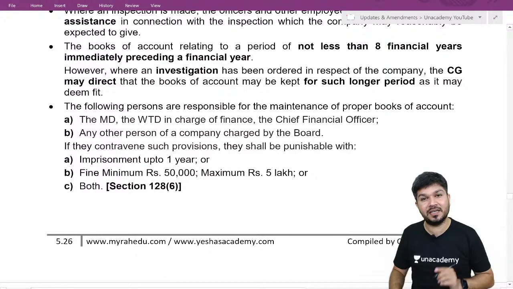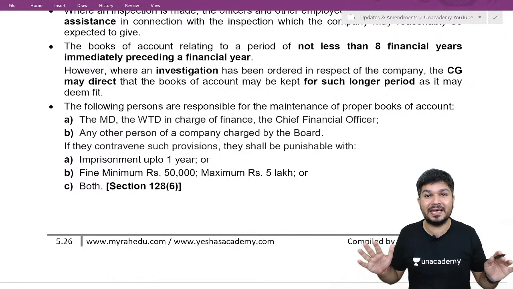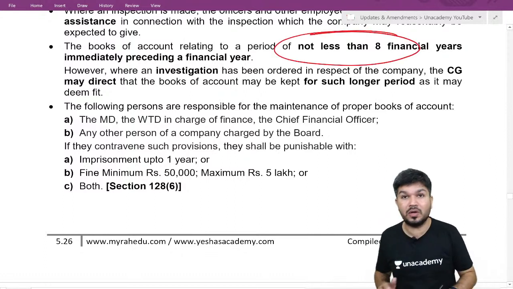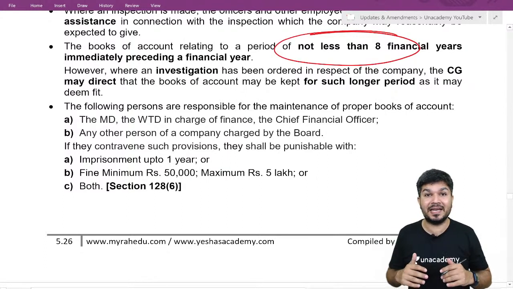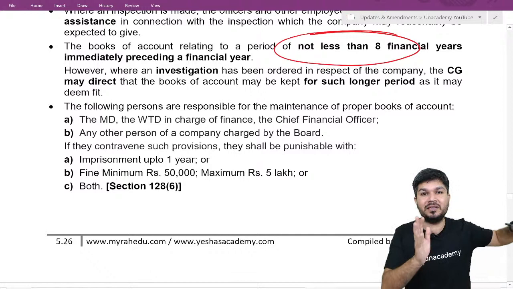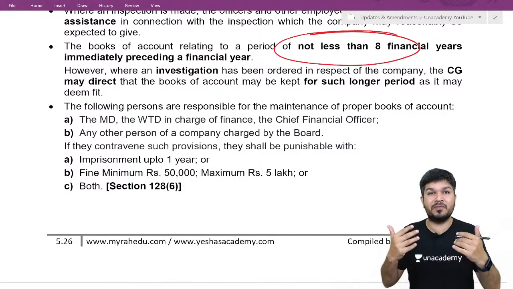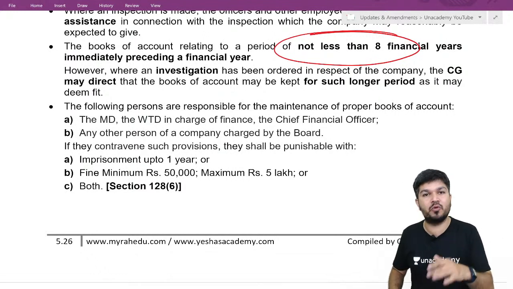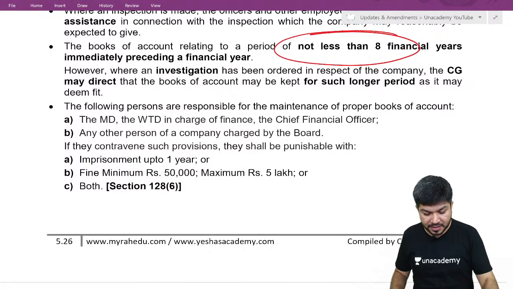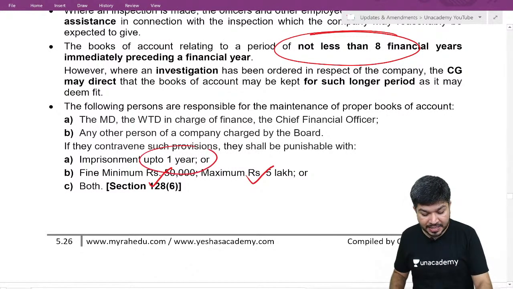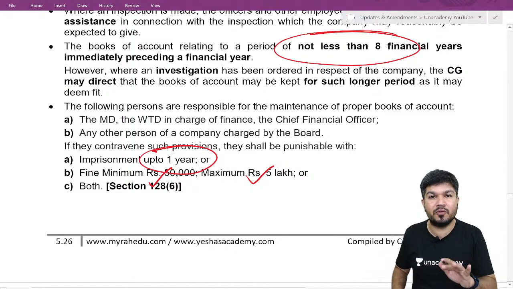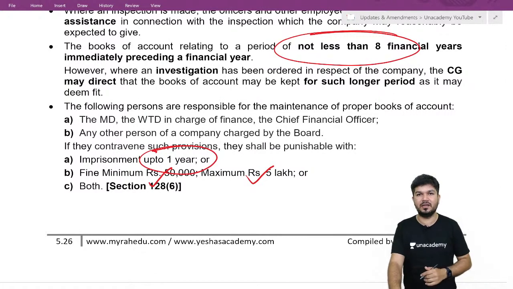Sir, books are to be kept for how many years? Not less than 8 years. The word is not less than 8 preceding years. The current plus the preceding 8 years, that many years the books are to be kept. If the CG has ordered you to keep them for more years, you need to keep them for more years. Penalty minimum is 50,000, maximum is 5 lakh, and imprisonment up to 1 year for those who don't follow this provision. Officer in default applies. Done.